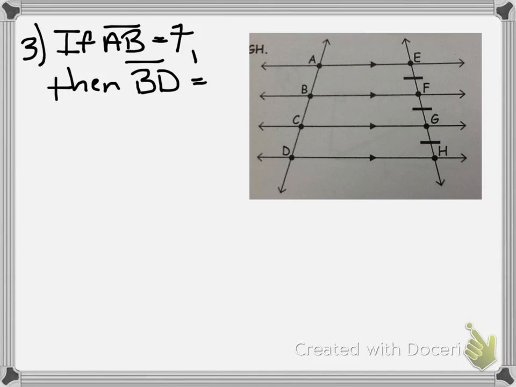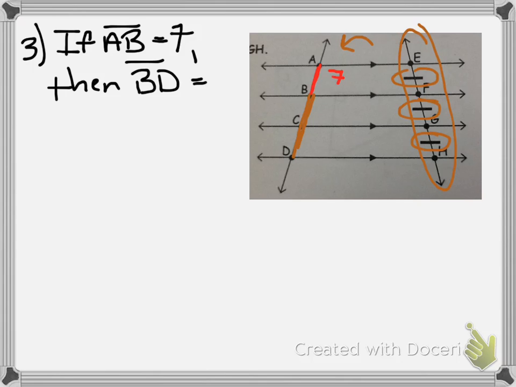The first couple are fairly simple. They're saying that AB, so here's AB, is equal to 7, and BD is equal to what? So what is this right here? Remember, if you have 3 or 4 parallel lines cut with a transversal like this, and each segment it creates is congruent, then if you have another transversal right here, those distances between the parallel lines are going to be congruent as well. So basically, that's telling us that AB is 7.